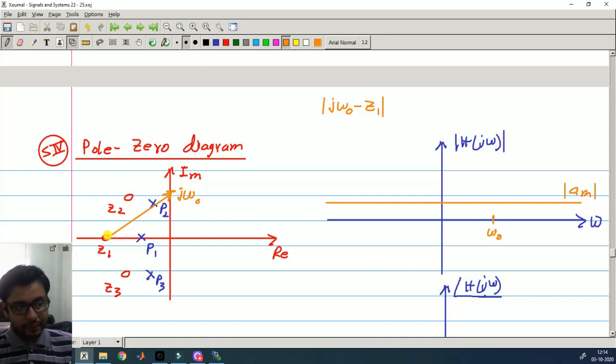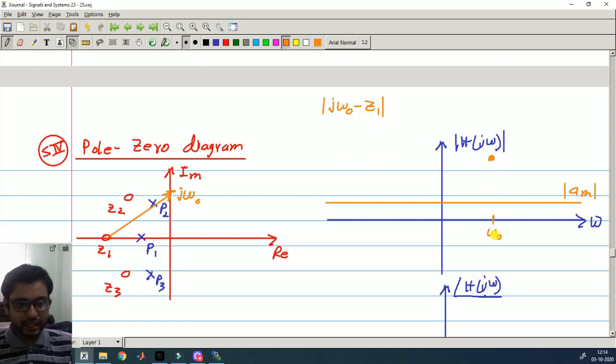So you can measure this length in this pole zero diagram, and then you go up by the same amount here and mark this point. So this is the magnitude at this particular frequency value.